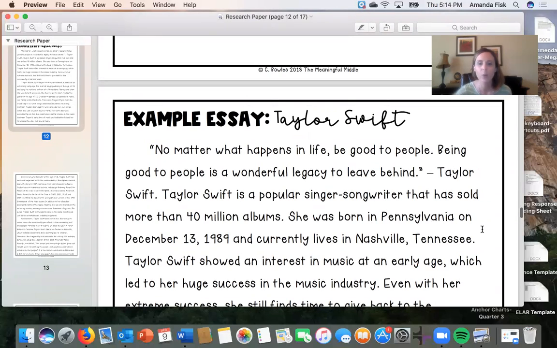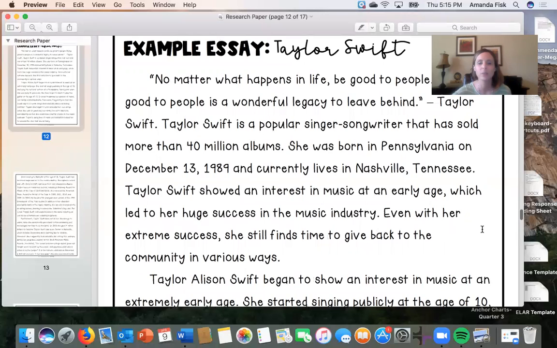It says, no matter what happens in life, be good to people. Being good to people is a wonderful legacy to leave behind. Taylor Swift. So it's actually a quote that she said. Taylor Swift's a popular singer-songwriter that has sold more than 40 million albums. Wow, that's a lot. She was born in Pennsylvania on December 13th, 1989, and currently lives in Nashville, Tennessee. Taylor Swift showed an interest in music at an early age, which led to her huge success in the music industry. Even with her extreme success, she still finds time to give back to the community in various ways.